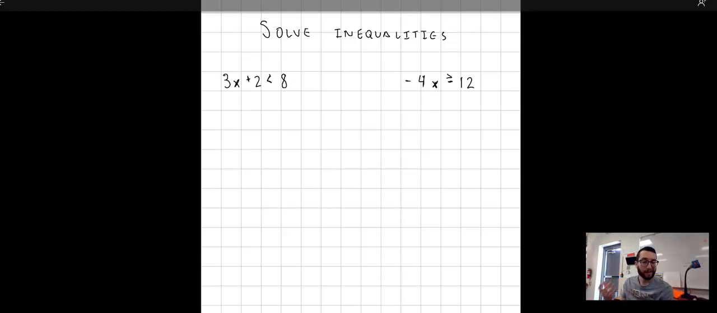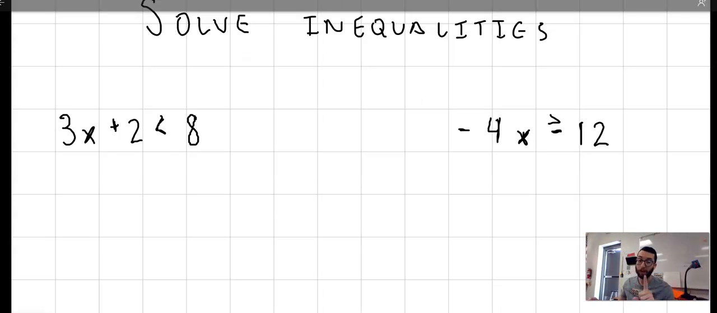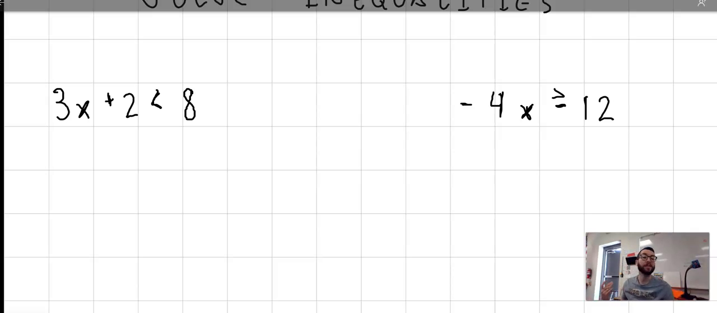An inequality looks just like an equation, but instead of an equal sign, we have an inequality symbol. When you solve these, you solve them literally like equations. There is one difference, so please wait until the end of the video to see what that difference is. If it's going to help you, rewrite it with an equal sign. Otherwise, just do what you normally do.